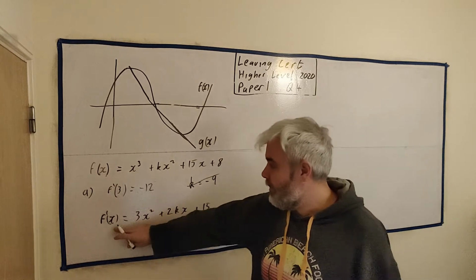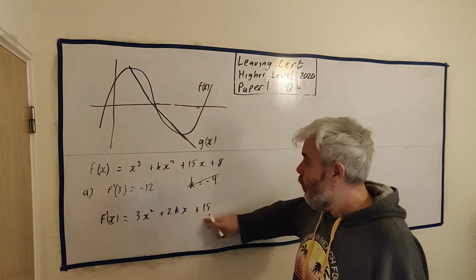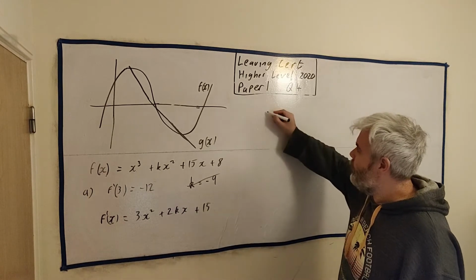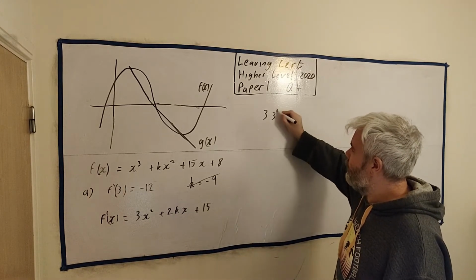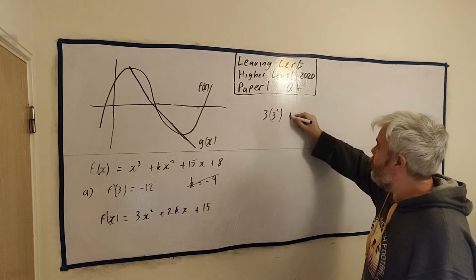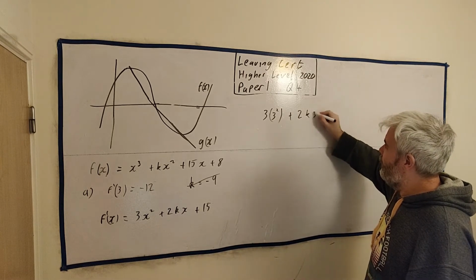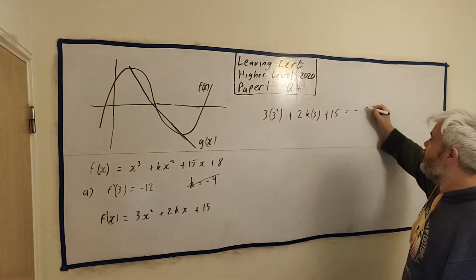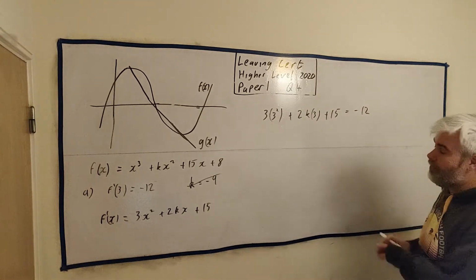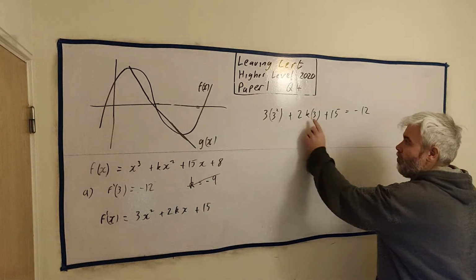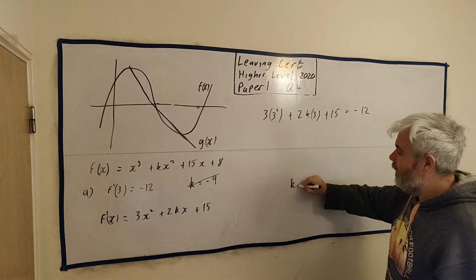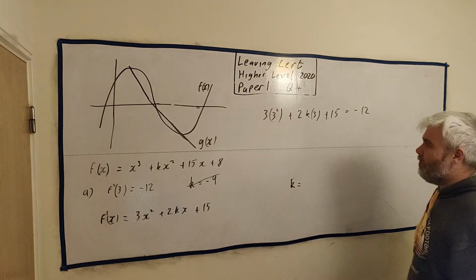They're also telling us that when we put 3 in, we get minus 12. So we can do that. Let me do it up here. When I put 3 into this, we get 3 times 3 squared plus 2 times k times 3 plus 15, and they're telling us this is equal to minus 12. That's enough to solve it. Look at this equation. There's only one thing I don't know. I can just play around with it until I get k equals something. So let's go ahead and do this.